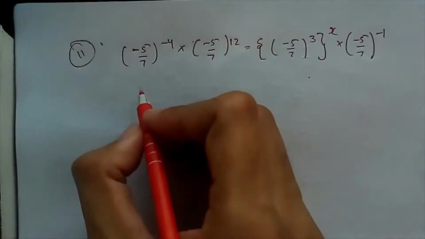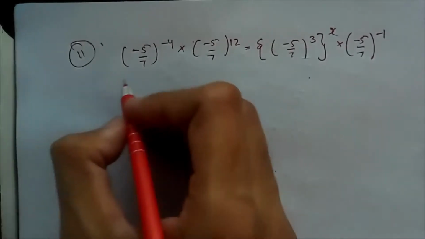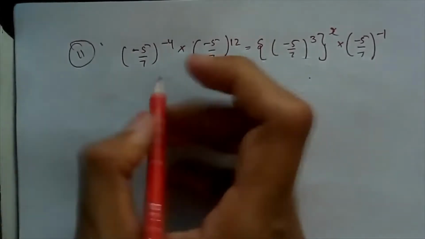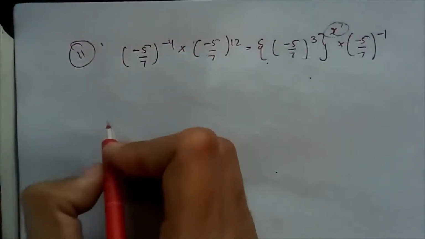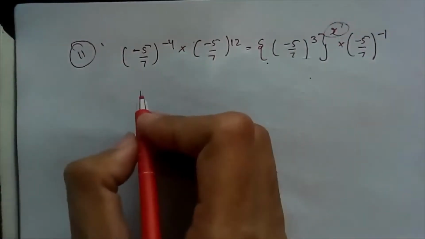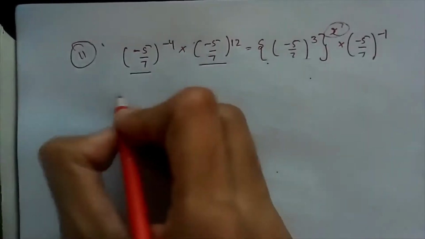So now let's quickly solve it and find the value of x. Find the value, also here it's x. Okay, let's quickly solve it. So the base is same, we will add up the powers.